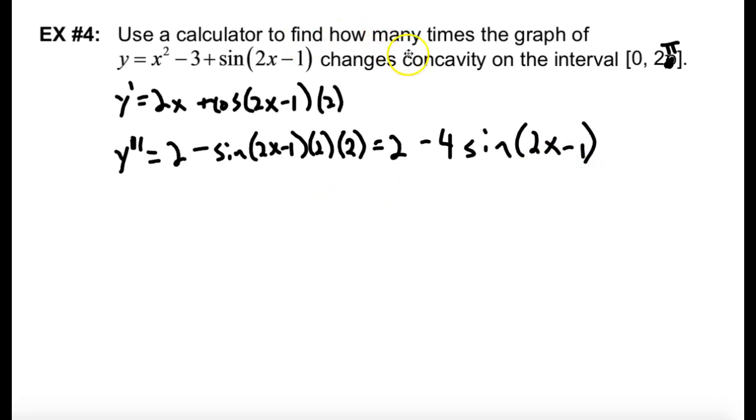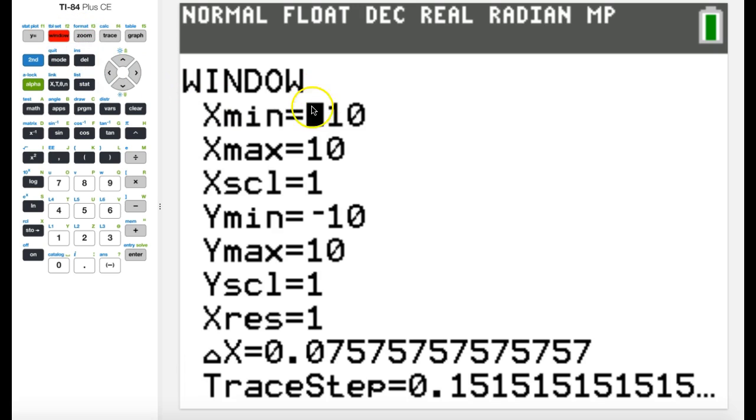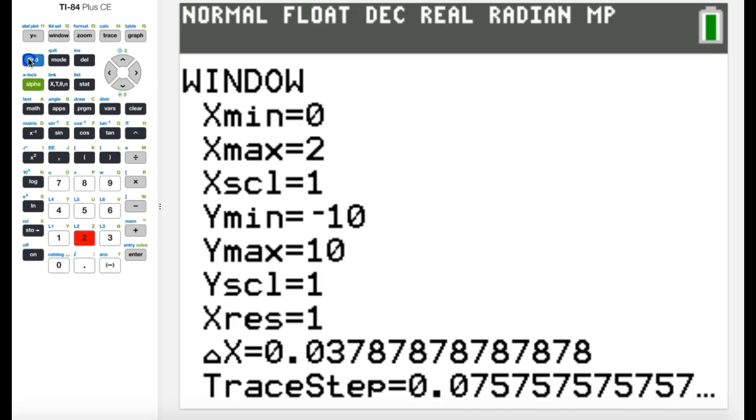All right, so now my goal is to determine how many times my original graph changes concavity. So what I want to know is how many points of inflection do I have on the interval 0 to 2 pi. Okay, well, to do that, we set our second derivative equal to 0, but now it says I can use a calculator. So what I want to do is take this and plug this into y equals on my calculator. Right, 2 minus 4 sine of 2x minus 1. Now it says I just want the interval 0 to 2 pi, so I'm going to go into my window and change this to be 0 to 2 pi. Now let's see what this looks like.